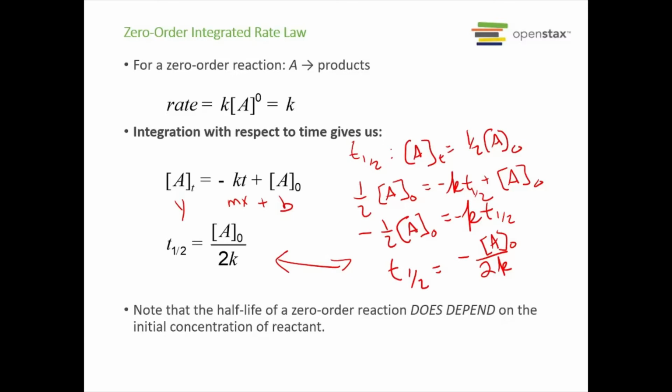So in this one, just like with the second order, we do rely on the initial concentration of reactant. So second order and zero order reactions depend on the initial concentration of reactant to find your half-life, whereas first order does not depend on it.